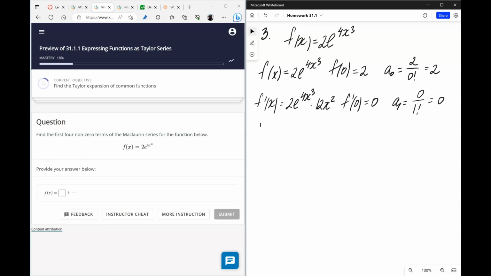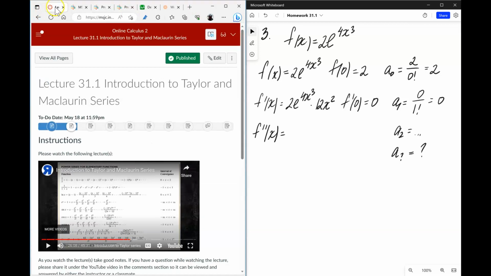And here, for the second derivative, we're going to end up with using the product rule. And very likely the second coefficient will be equal to 0. But the point is, this is how we compute all of these coefficients one by one. Now, a nice shortcut will be to actually recognize that the e to the x can be expressed like this.